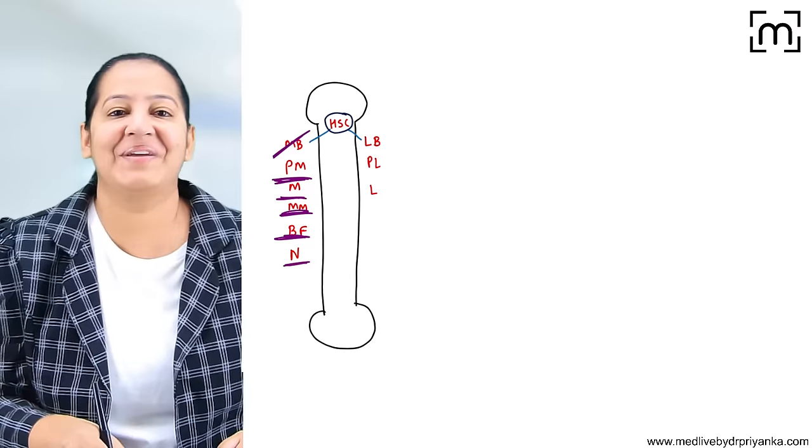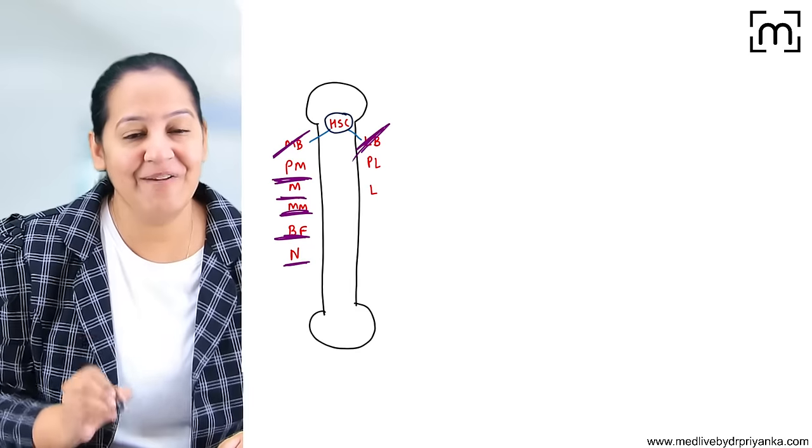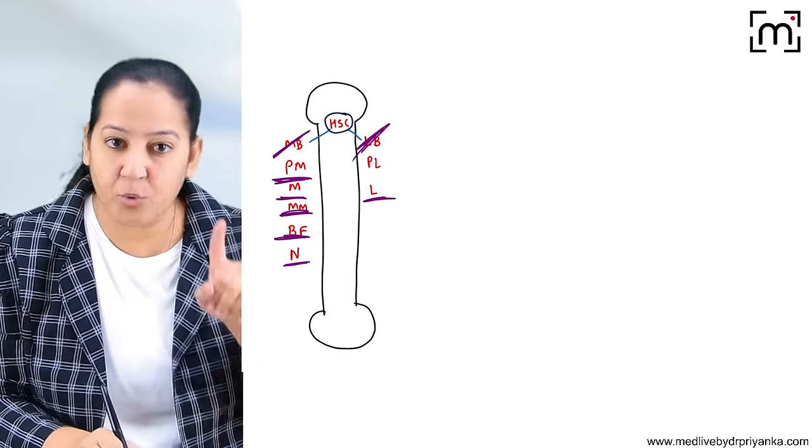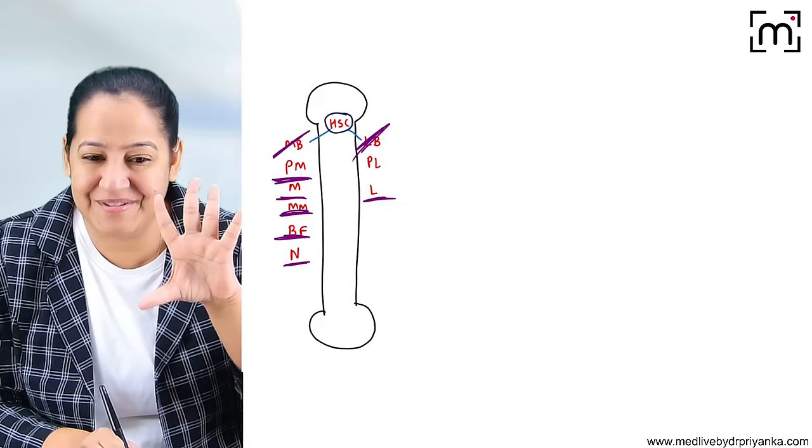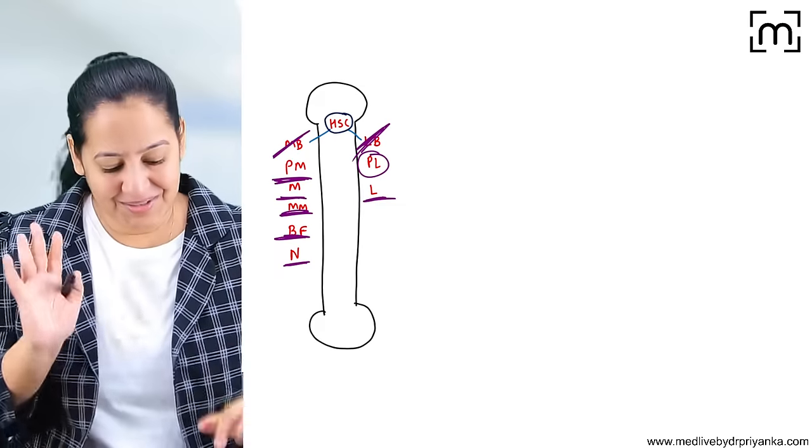Coming to the other side, you can see we have a lymphoblast here. The lymphoblast gives rise to the lymphocyte, but only one intermediate is there. There are not five intermediates, only one, the prolymphocyte. So this is the complete thing.